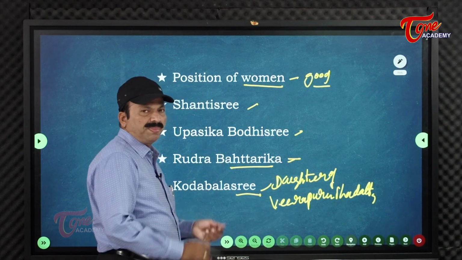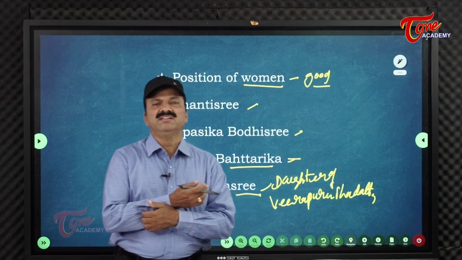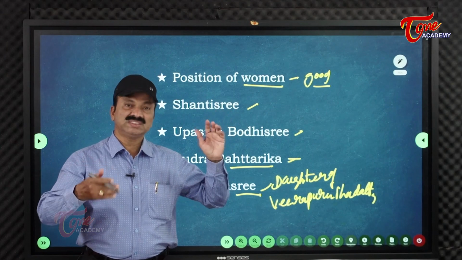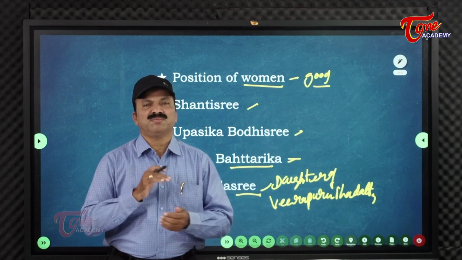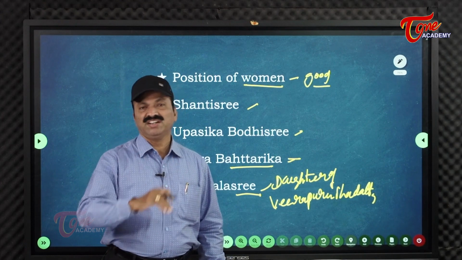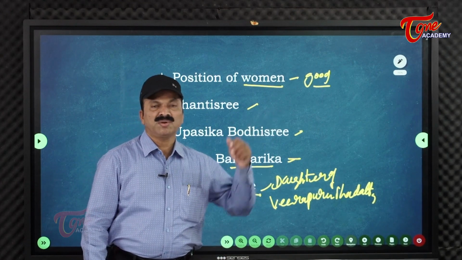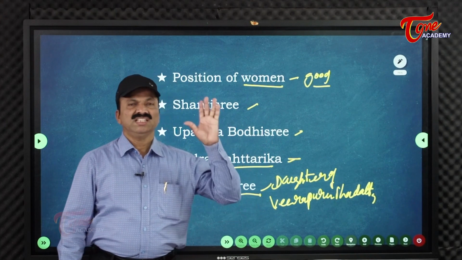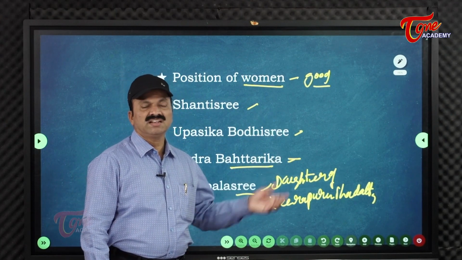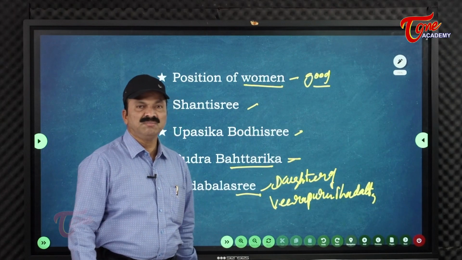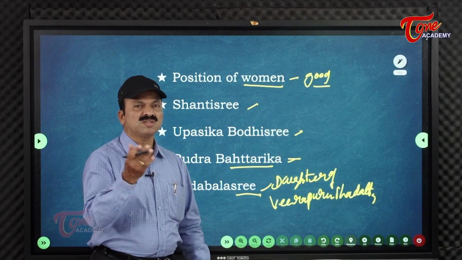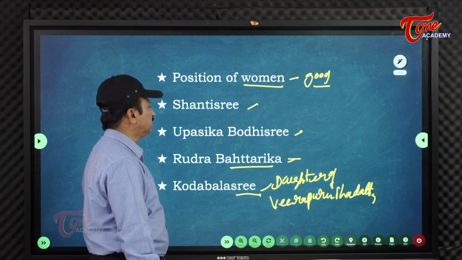Upasika Bodhisri, what happened? She was the richest woman who lived during the period of Veera Purusha Datta. Upasika Bodhisri was the daughter of a rich merchant, Revanta, who belonged to Amaravati. This woman established many chaityas, viharas and mandapas in Nagarjunakonda, at Chuladhammagiri, and at many other places also.